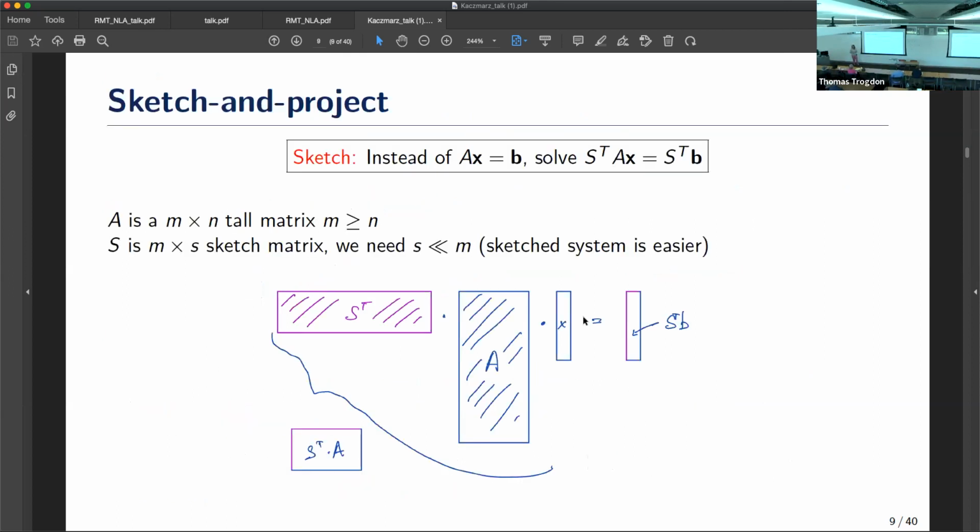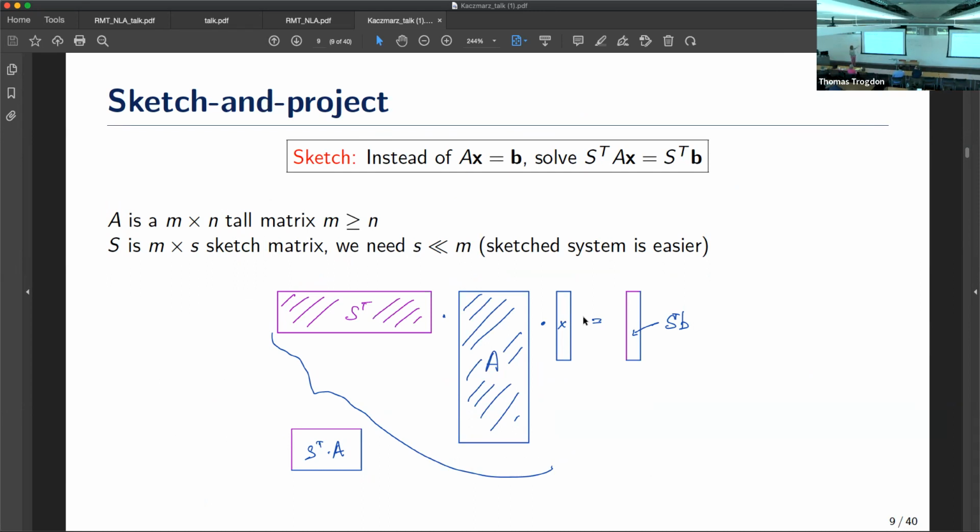What does it have to do with sketch and project? Well, we saw sketching before. I just want to argue first that if you don't do least squares at the moment and you solve a linear system, then in principle sketching is trivial. If you want to solve a system, of course, you can multiply the left-hand side and right-hand side by the same matrix. It doesn't change your solutions.